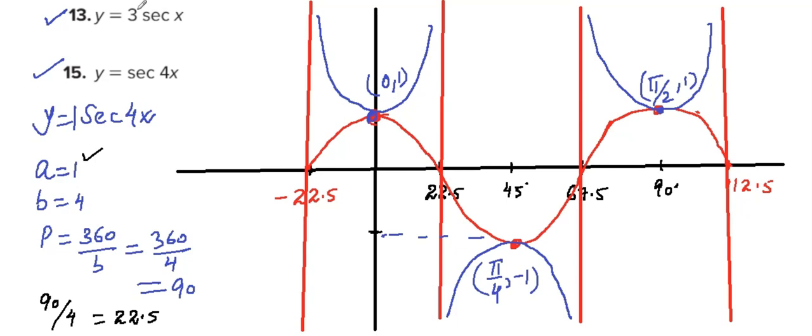Secant does not make any difference because here it is 1. B is 1. So you can do 360 divided by 1, which is 360. So 360 will be the period. Then 360 divided by 4 will be 90. So in place of this, there will be 90, 90. So this is the same. You can try from your side. That's it.